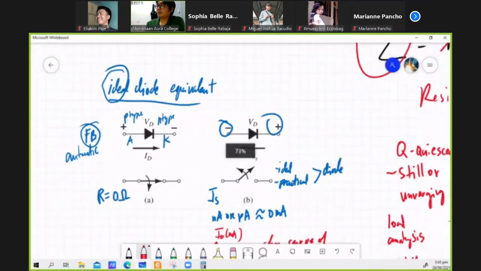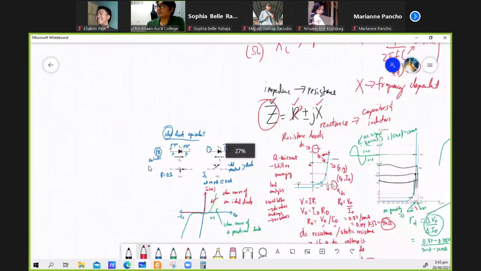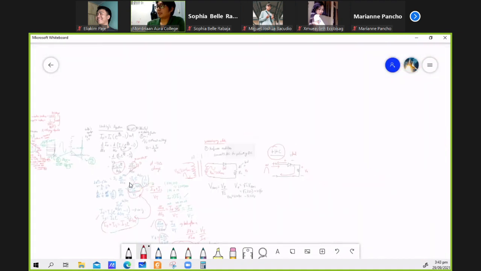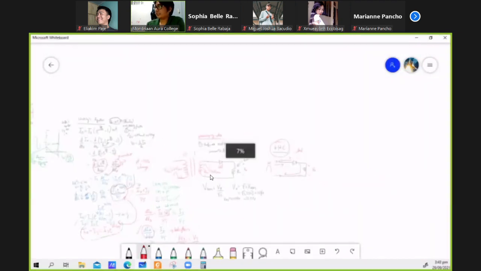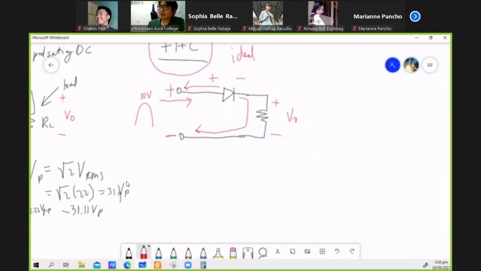It's equivalent to a short circuit. No? Yan ay for the ideal diode. So, tayo dito. Palaki ng palaki sulat ko. Okay. So let us now redraw our circuit during the positive half cycle.